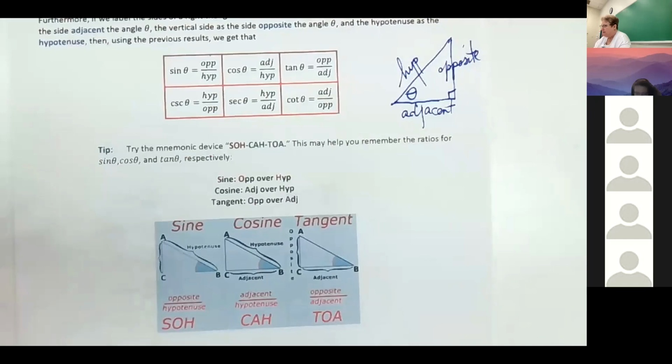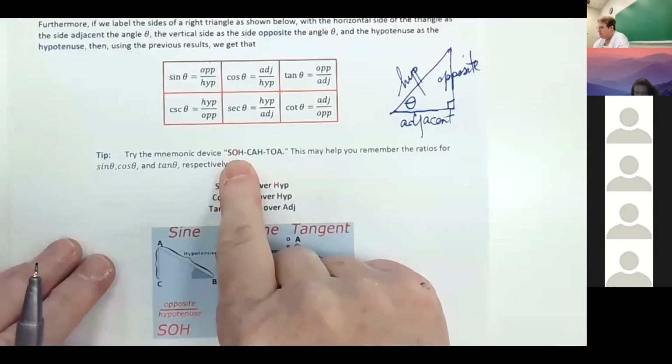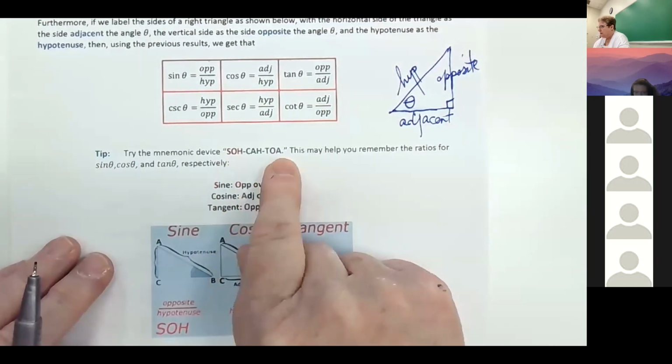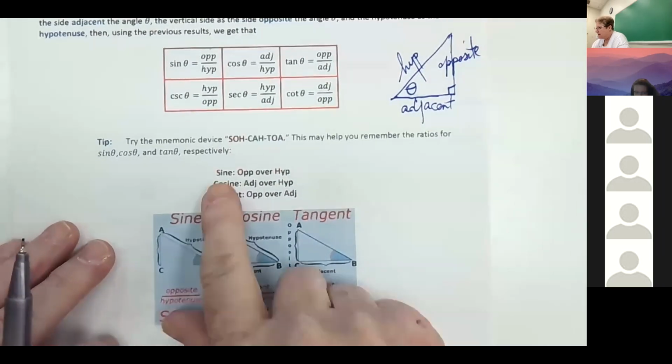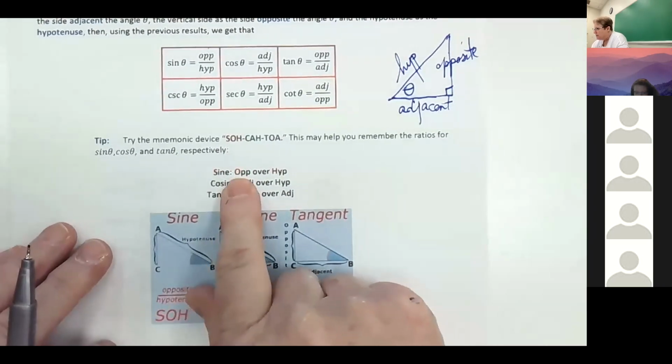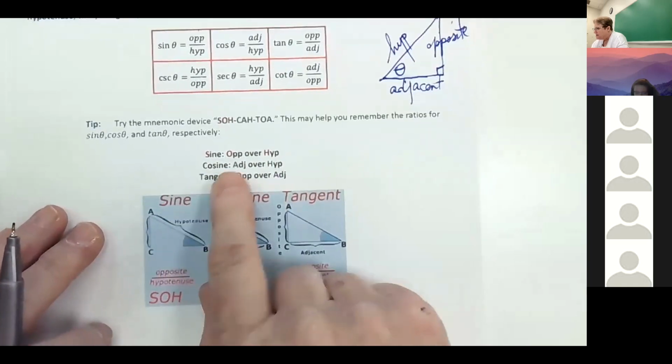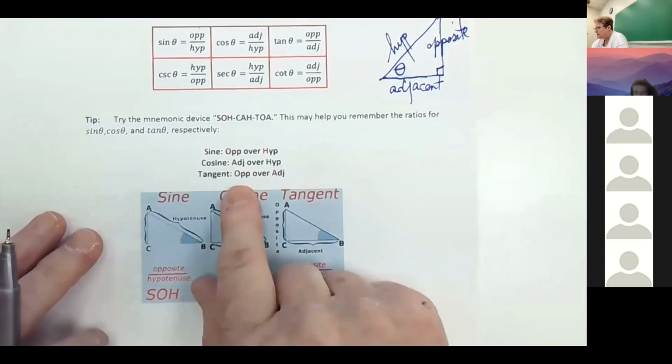Some people remember these formulas by SOHCAHTOA. Sine is opposite over hypotenuse, cosine is adjacent over hypotenuse, tangent is opposite over adjacent.